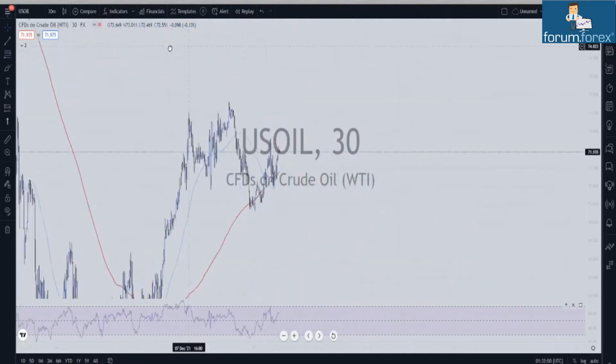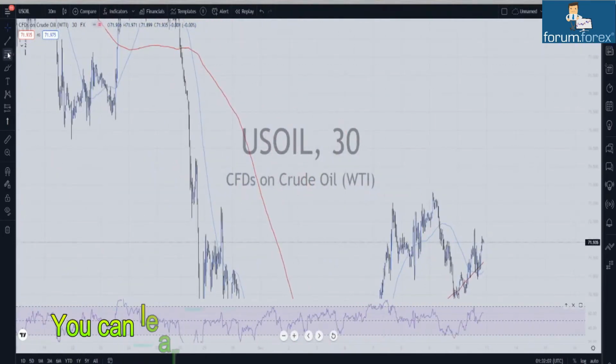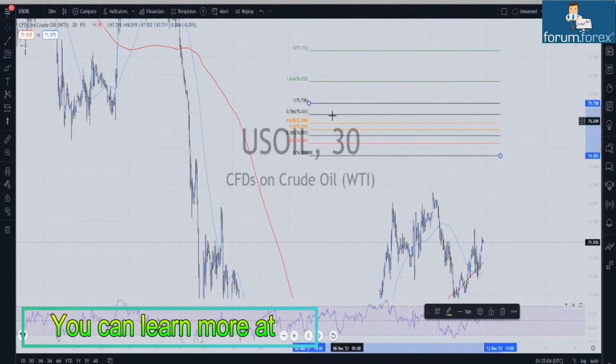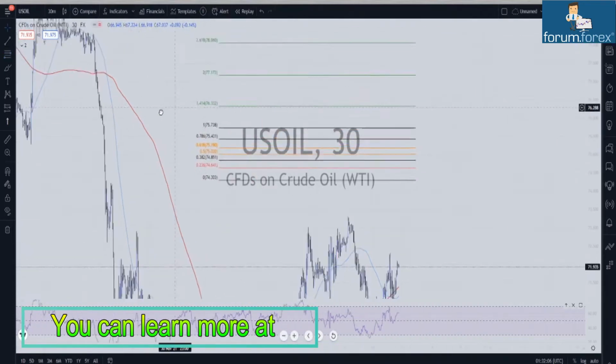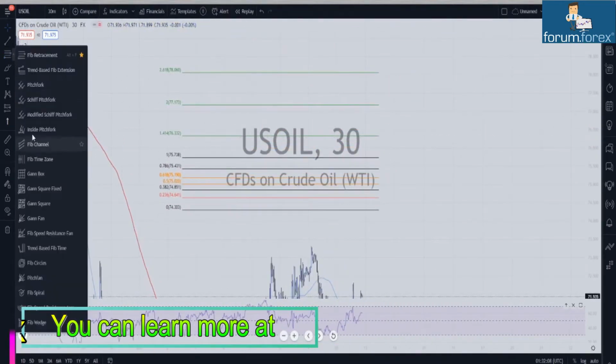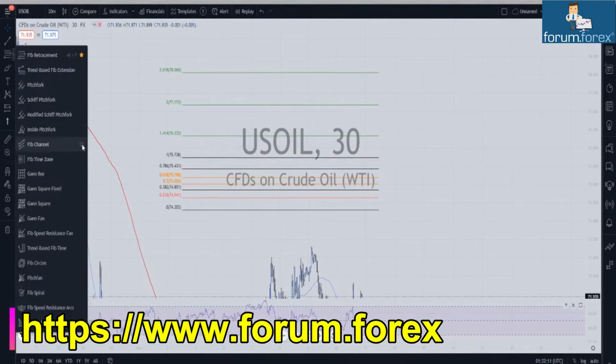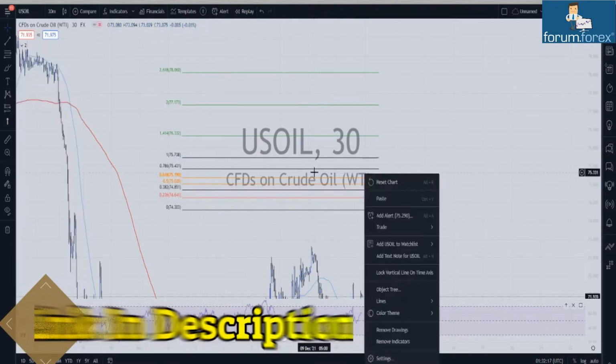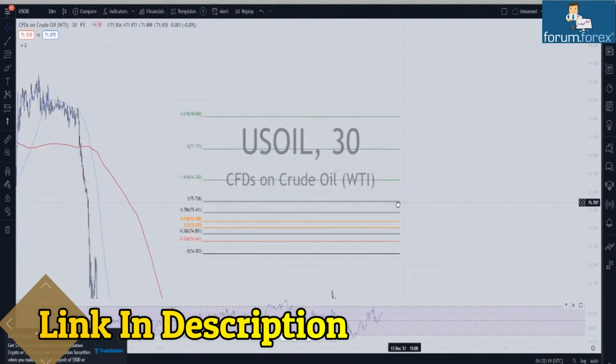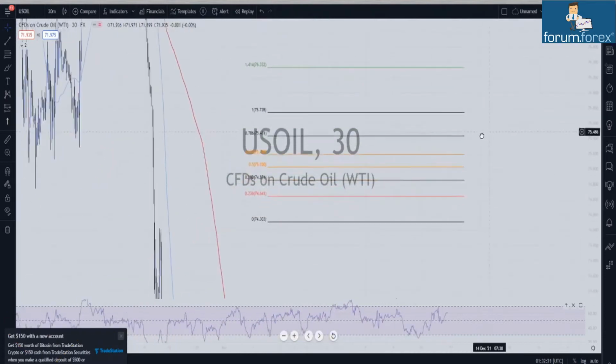So the Fibonacci retracement, this is the fib, as you already know. There are other ways of using the Fibonacci, like the channel, time zone, the Gann fan. There's a lot, so I just use a simple basic retracement. It will look something like this, as you can see.